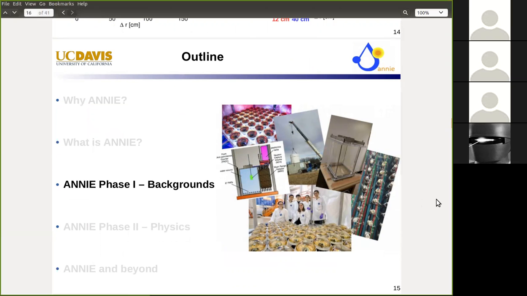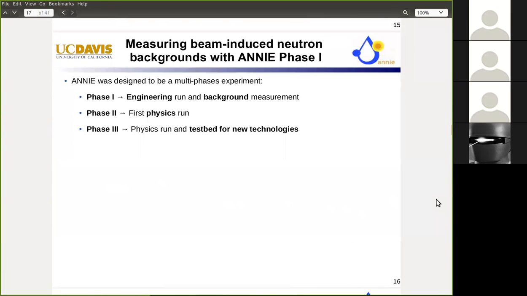All right. Now I'm going to describe the first phase of ANNIE. But before that, ANNIE was designed to be a multi-phase experiment, with phase 1 being the engineering run and the background measurement run, phase 2 being the first physics run, and a possible phase 3 being also a physics run, but also a test bed for new technology.